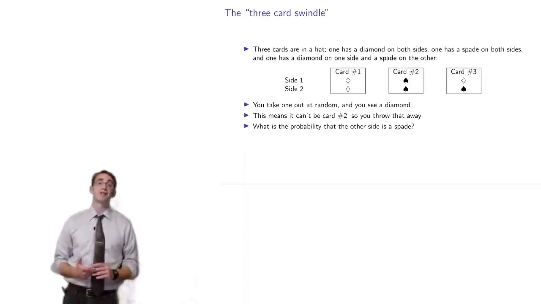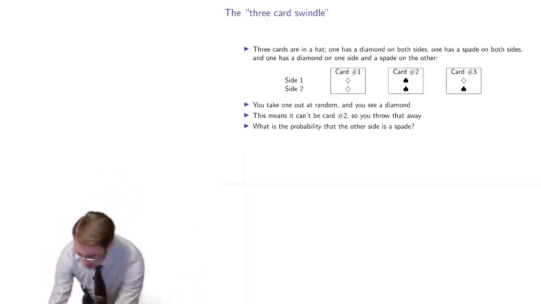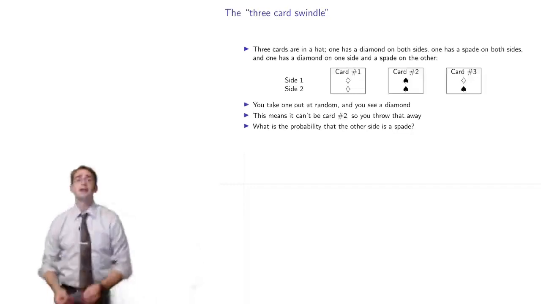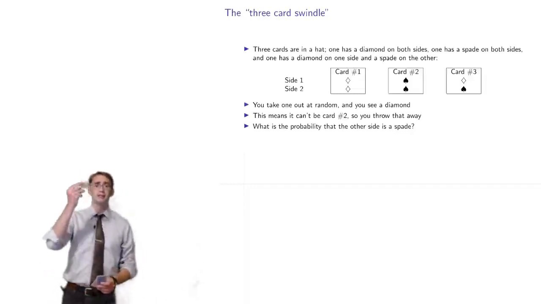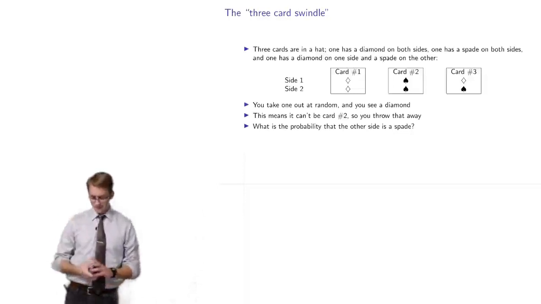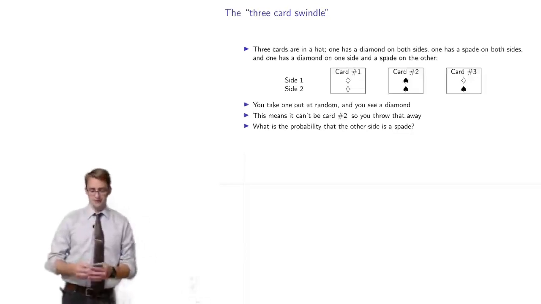The first one is called the 3-card swindle. In the box here to the right, I'm talking about cards having spades and diamonds on them. But visually, I find it more helpful to look at colors. So I'm going to do things using red and blue cards, as you see here. The 3-card swindle, as it was called by Martin Gardner, involves the following process.